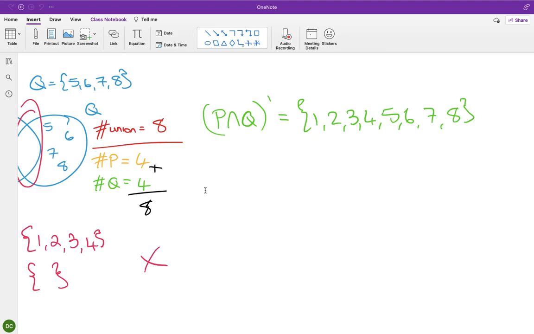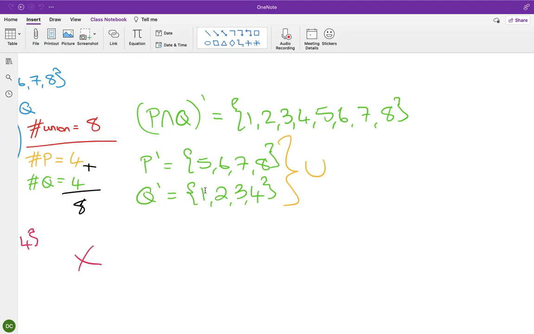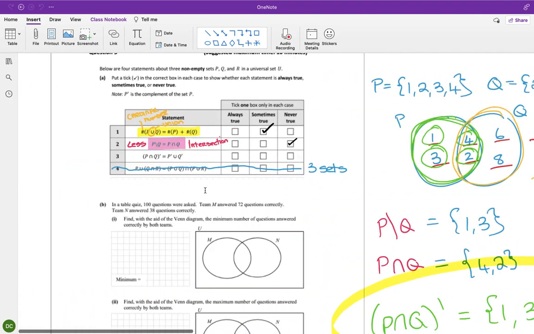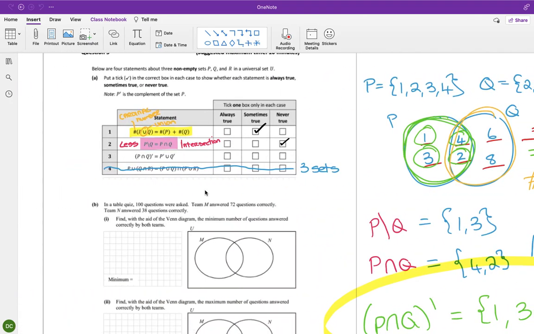Okay. Let's do P complement. 5, 6, 7, 8. And Q complement. 1, 2, 3, 4. And then union them. 1, 2, 3, 4, 5, 6, 7, 8. Is it true? Yes. So what box would we tick? Always true. All right, so that's what we were looking for.